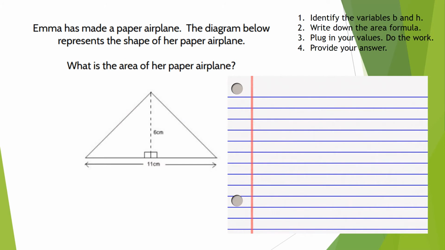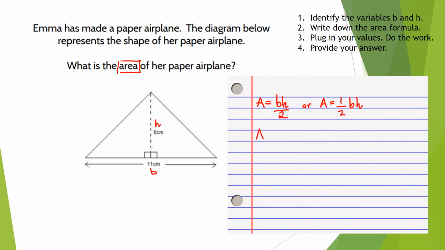Emma has made a paper airplane. The diagram below represents the shape of her paper airplane. What is the area of her paper airplane? Remember, we're dealing with area of her paper airplane when we're going to identify our base, which is 11, and the height is perpendicular to the base, which is 6. And we're going to write down our formula. Area equals base times height divided by 2. Or we can think of area equals 1/2 base times height.